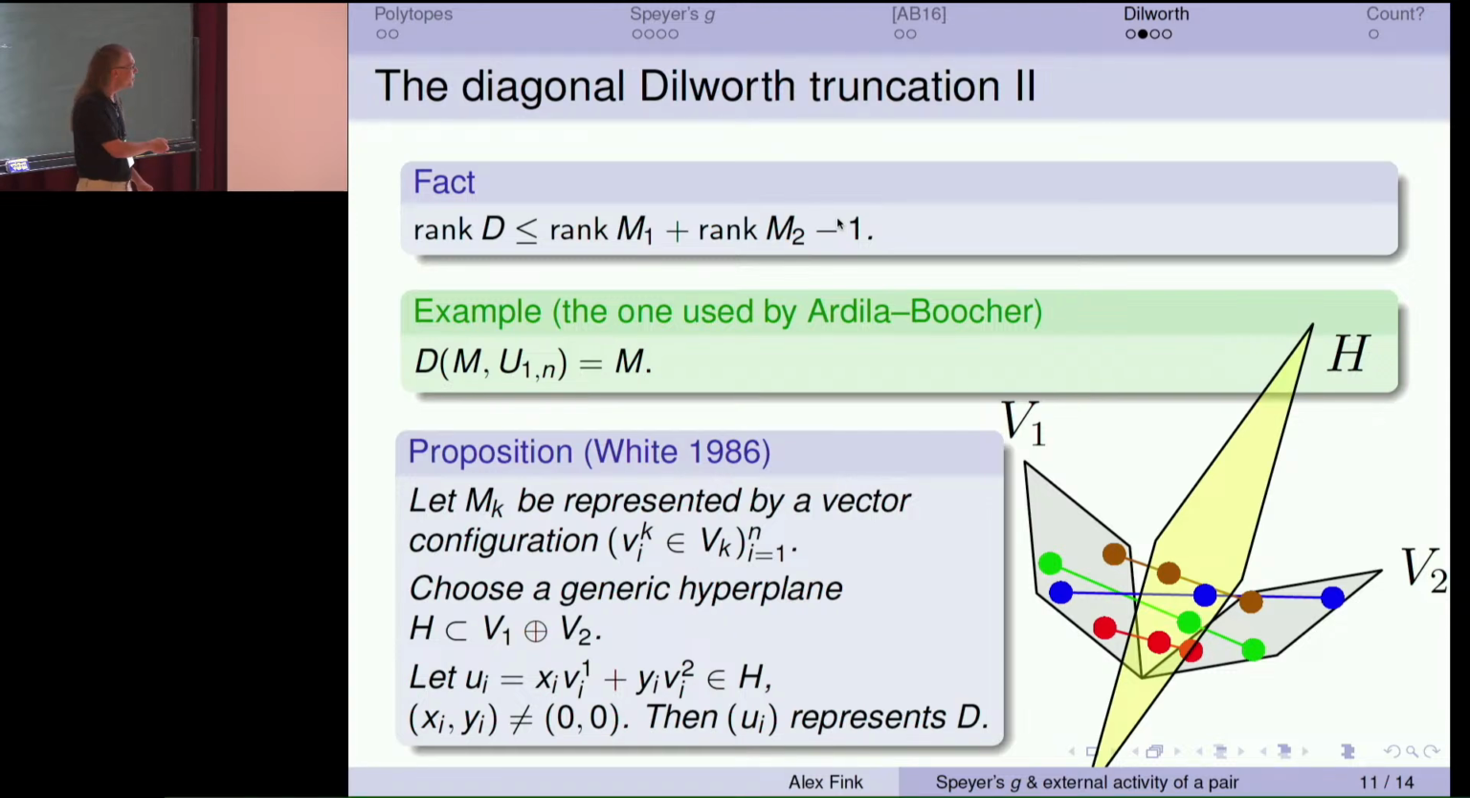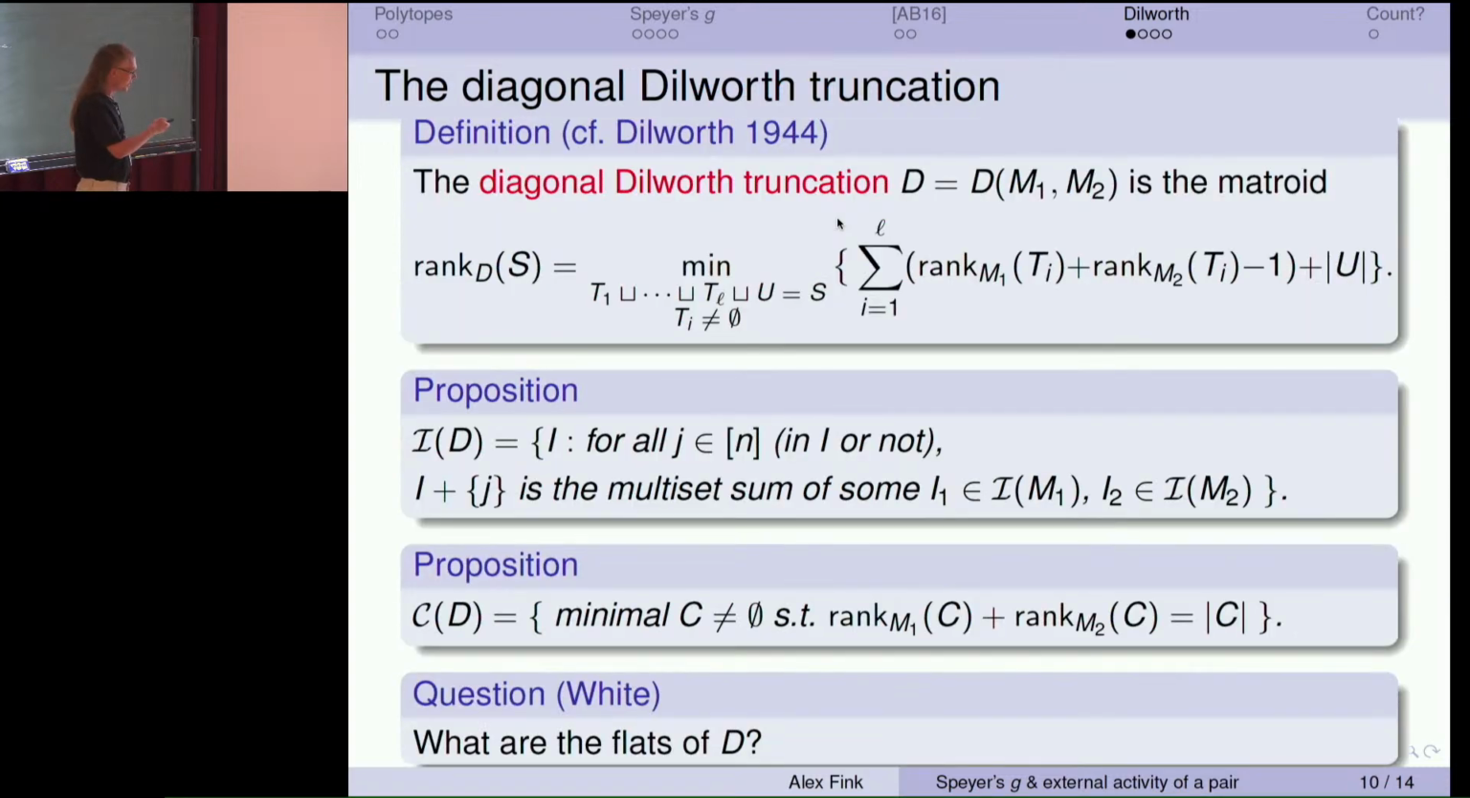And this thing we call the diagonal Dilworth truncation because it's doing Dilworth truncation and then restricting to the diagonal, restricting to the pairs of points of the same color. So in the representable case, that's how you do it. Okay, we write down a bunch of characterizations.